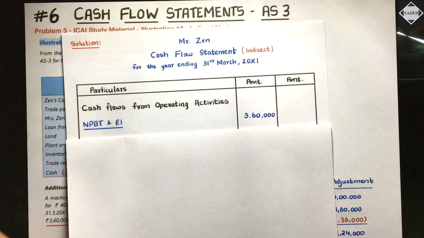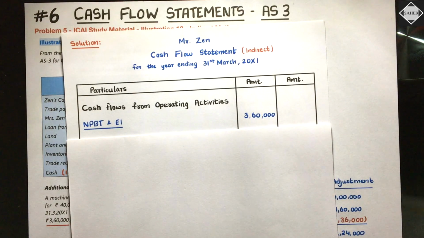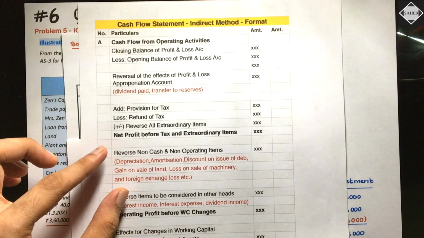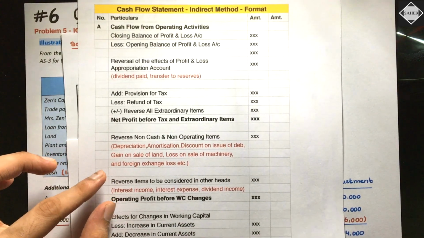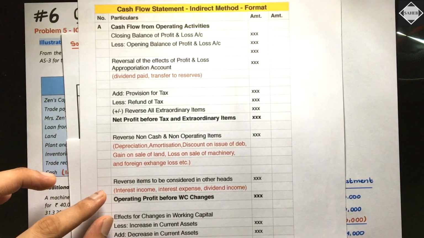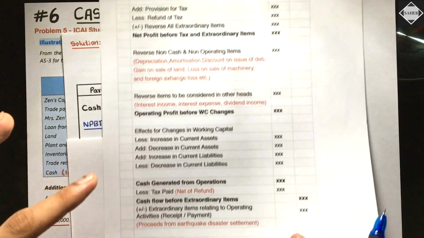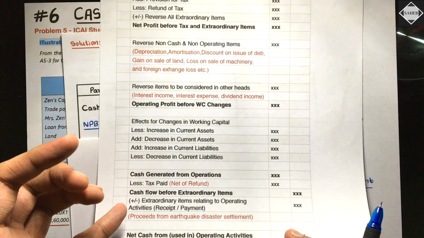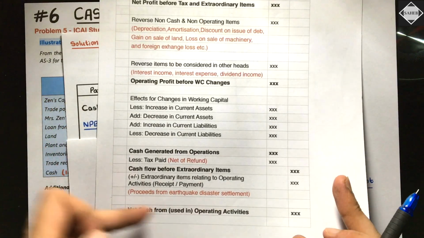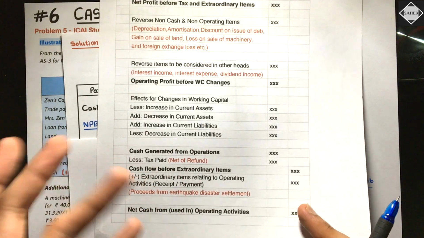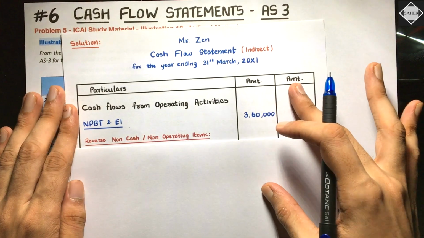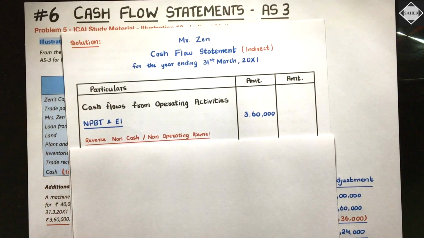Is it clear? So now what we have to do according to the format, you all know, right? According to the format, we are over here, net profit before tax. We have to reverse non-cash and non-operating items, and reverse items to be considered in other heads. We will reach operating profit before working capital changes. Then you will do working capital changes. Cash generated from operation, subtract tax paid, but you don't have tax paid, you don't have extraordinary items, so just forget about that. Directly you will get net cash generated or used in operating activities. So let's begin. See here, first reverse non-cash non-operating items. So if we see the ledger accounts, do we have anything of non-cash and non-operating?